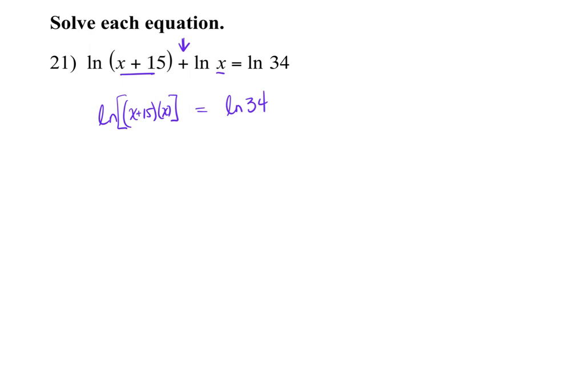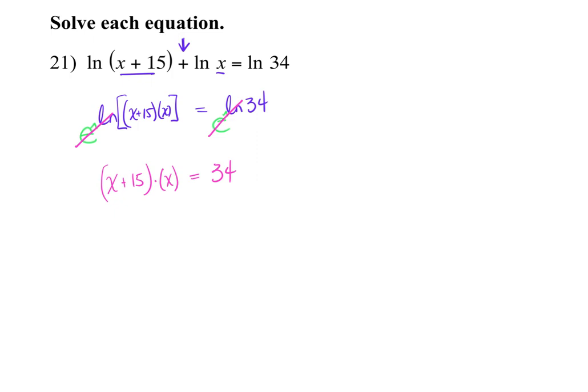Now, what is my base here? E. So when it looks like this, I can actually do e to those powers of both sides. And in this case, both sides cancel. It may not always be that way, okay? It may be where you have to then take it to a power and solve just like we did in the section above it. But in this case, the e and natural log cancel here, and the e and natural log cancel here. And I have x plus 15 times x on this side, and I have 34 over here.